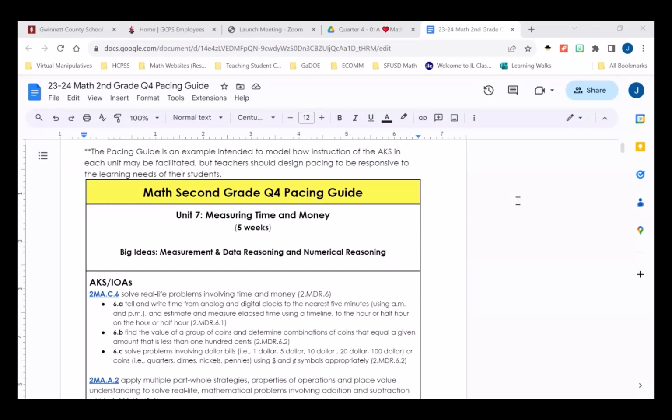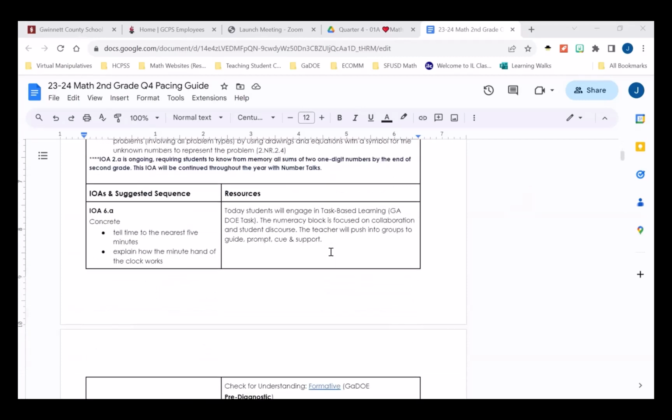The pacing guide is set up with a list of AKS and IOAs, which have been strategically clustered together. This is followed by our suggested pacing.